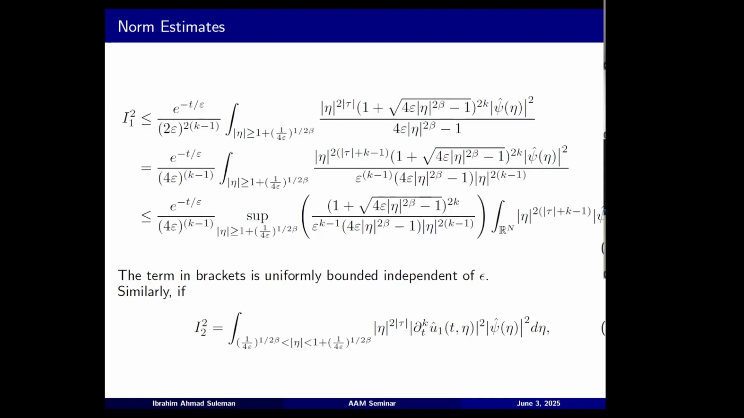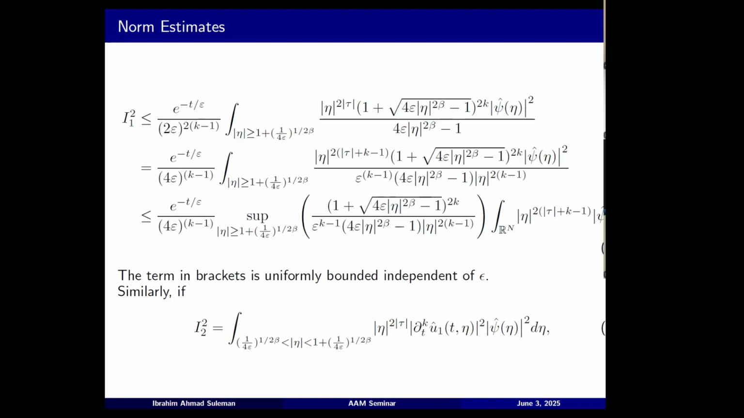So we analyze the asymptotics. We see that for large frequency, at the top, the term in the brackets, the square root of 4 epsilon, absolute value of eta to the power 2 beta minus 1, will be dominant. So we take it out to power 2k. Down below, we leave it as it is.